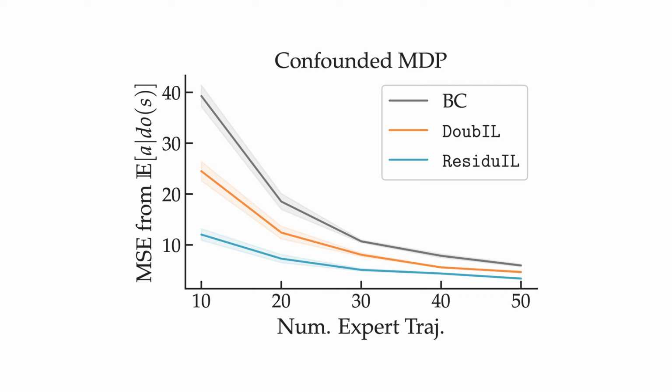Empirically, we find that both algorithms are able to outperform behavioral cloning on a simulated rocket landing task.